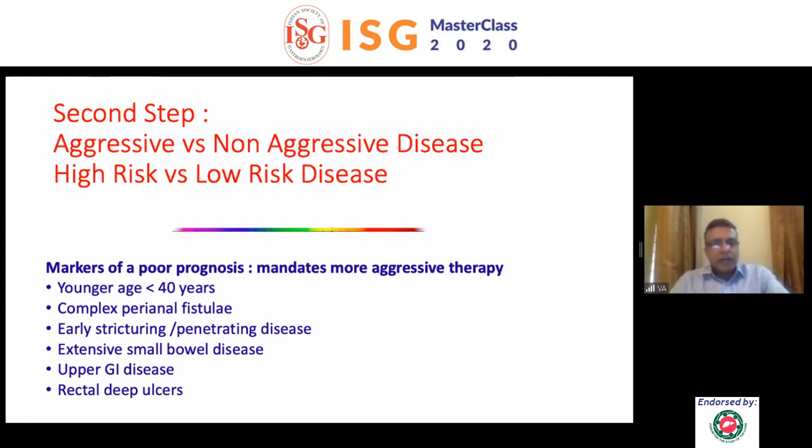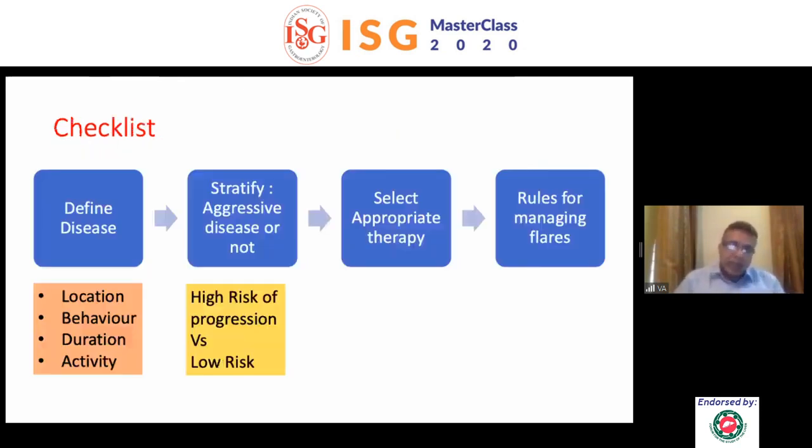But along with that, if you have a fistulizing disease, perianal fistula, if you have early stricturing disease or a penetrating disease, extensive small bowel disease, that is small bowel involvement of more than 100 centimeters, upper GI disease, a rectal involvement with deep ulcers, because of a high risk of going on to fistulizing perianal fistulae out there. So these are 4 or 5 factors which should come to your mind, and they should help you in stratifying: is there a high risk of progression or low risk? And these are points which should be entered in your OPD file. And this has got nothing to do with any research setting.